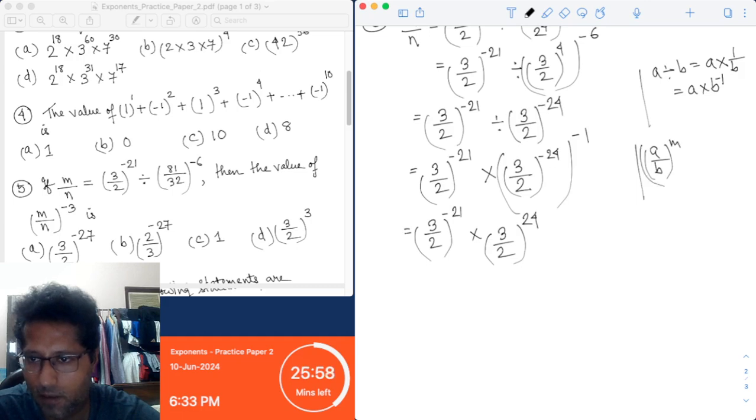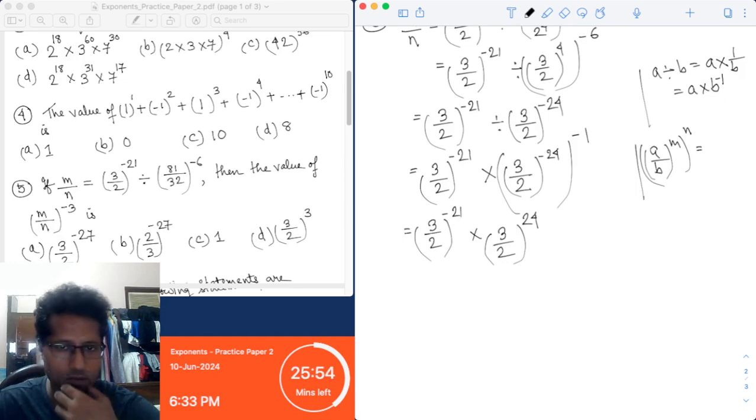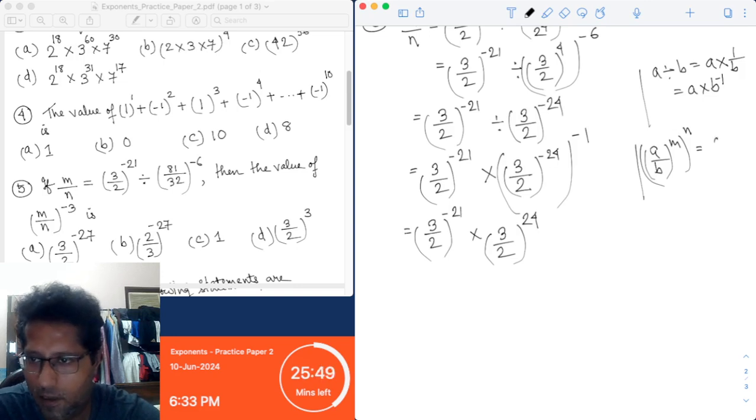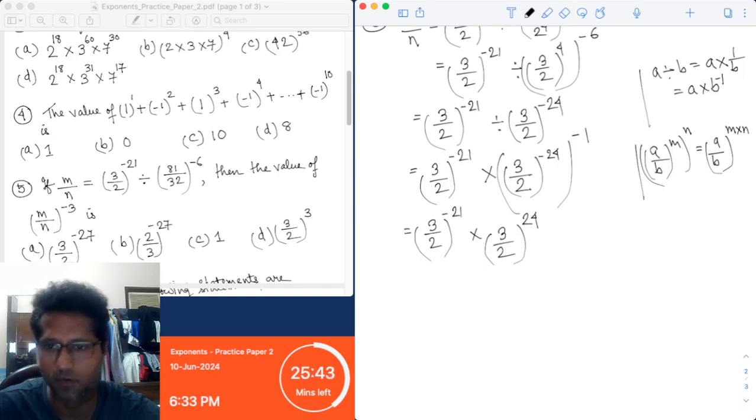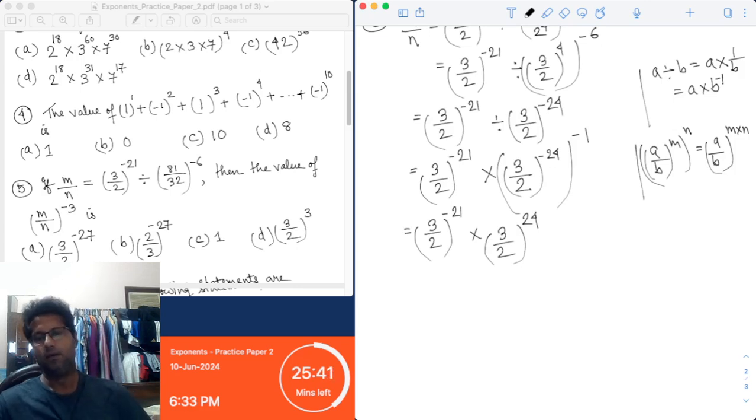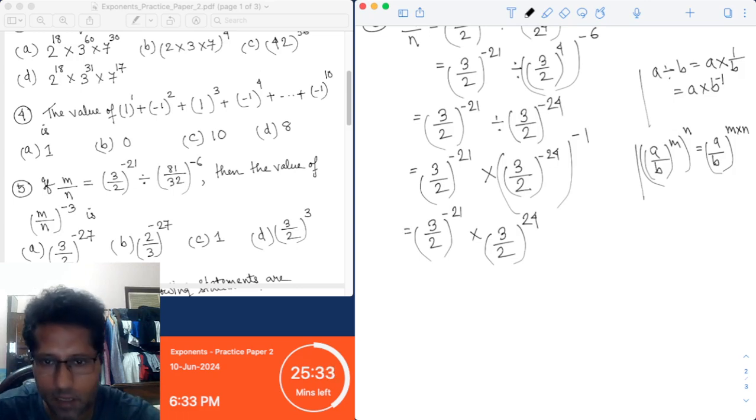So we applied this concept that (a/b) raised to the power m, and again that whole raised to the power n, is (a/b) whole raised to the power m into n. That is what we applied in simplifying (3/2) to the power minus 24, and that whole raised to the power minus 1. Okay.